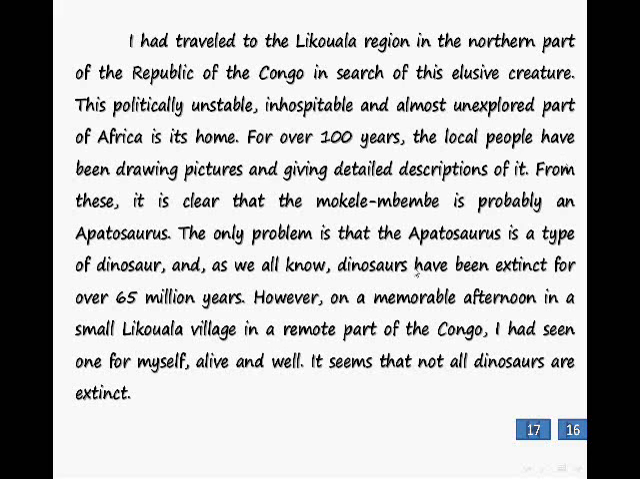Then I read, is it for over 100 years the local people have been drawing pictures? Is this my correct answer? No, it's not. So then I scan the text again and go for this number, which is 65 million years. I start to read around this number, and then I will find that, as we all know, dinosaurs have been extinct for over 65 million years.